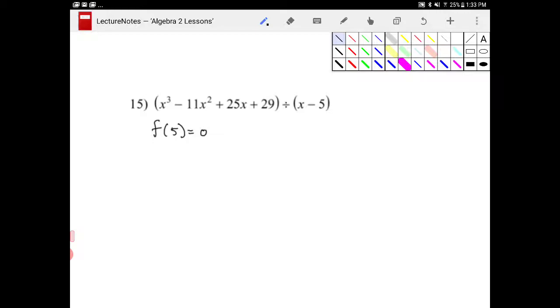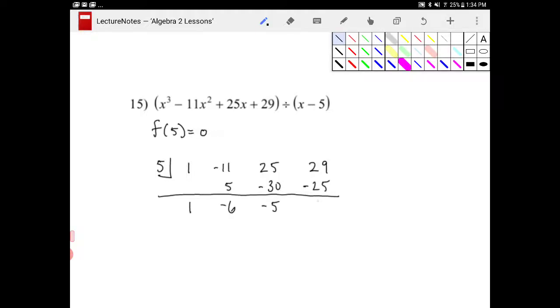So if I do this, I end up with 5, and I have 1, negative 11, 25, and 29. Let's substitute it in. So I get 1. 5 times 1 is 5. Negative 11 plus 5 is negative 6. 5 times negative 6 is negative 30. 25 plus negative 30 is negative 5. 5 times negative 5 is negative 25. And this would be positive 4. So again, this is not a factor.